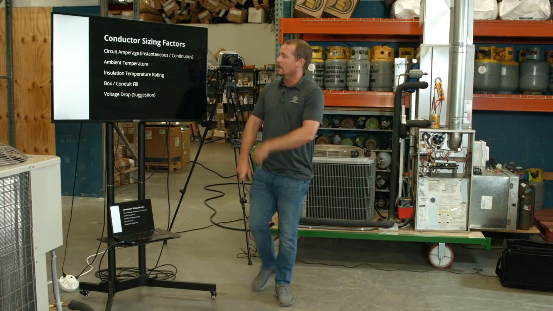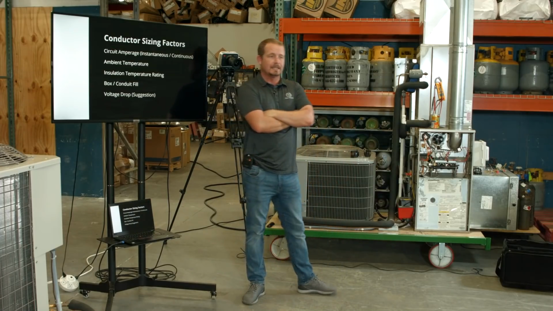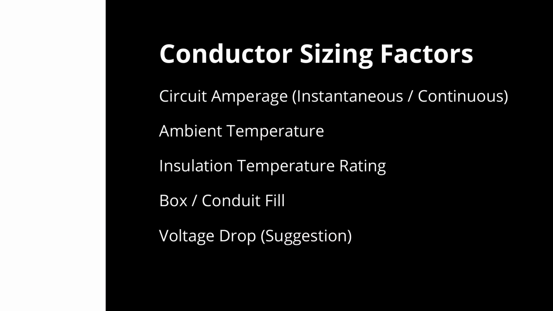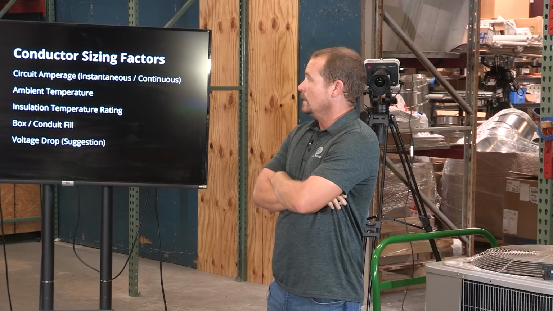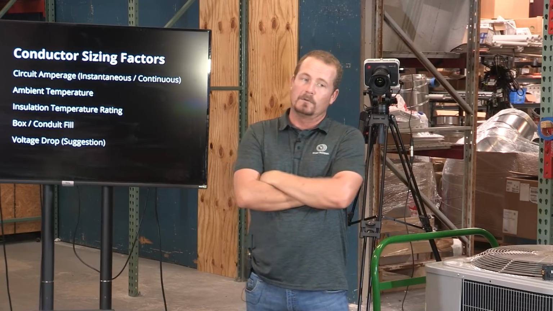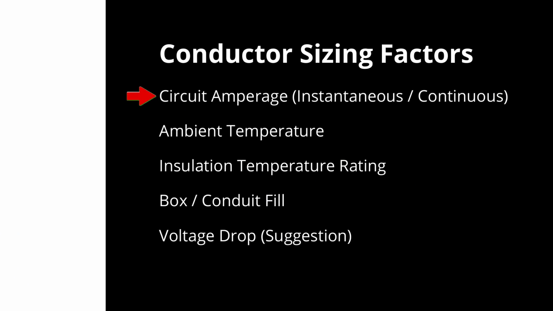All right, so let's talk about sizing conductors. So what is a conductor? Wire. It's just a wire, right? It can be made of copper, it can be made of aluminum, whatever. So these are the factors we have to consider when we're sizing a conductor. First off, what is the circuit amperage? What is the current in the circuit? We have to think about the instantaneous and the continuous.